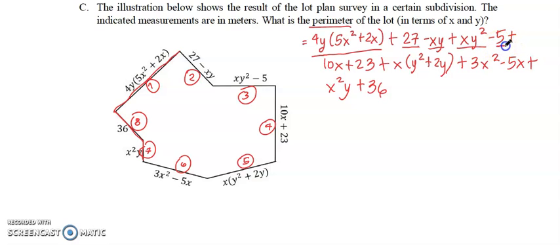Next term is 5. Next term, 10x. Next term, 23. Next term, x times the quantity y squared plus 2y. So you're multiplying x with this whole parenthesis. Next is 3x squared. Next is negative 5x. Next is x squared y. And finally, 36. So you have seen two terms with multiplication. Let's first simplify those.